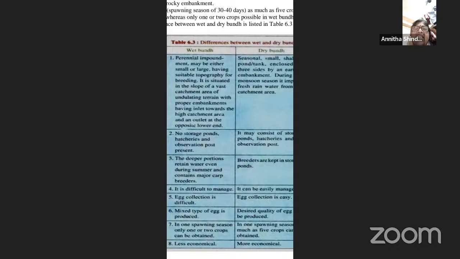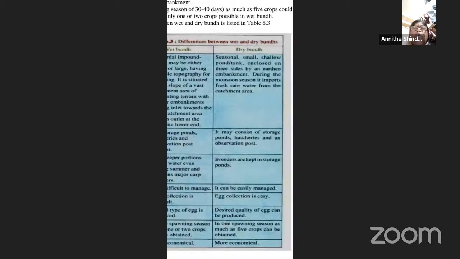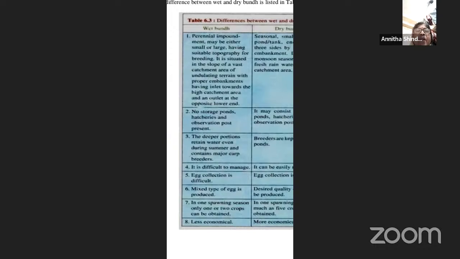Now, the dry bund is seasonal. It is a small, shallow pond or tank enclosed on 3 sides by earthen embankment, and during the monsoon season only it imports fresh rainwater from the catchment area. In the wet bund, you don't need any storage pond, hatcheries or observation post, because everything occurs through natural phenomena.